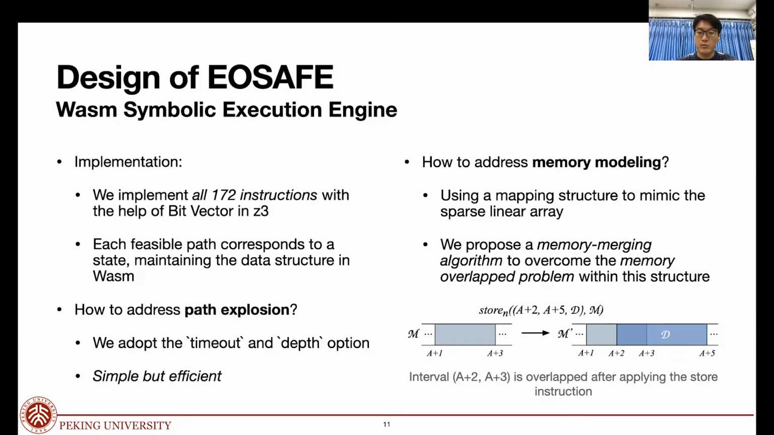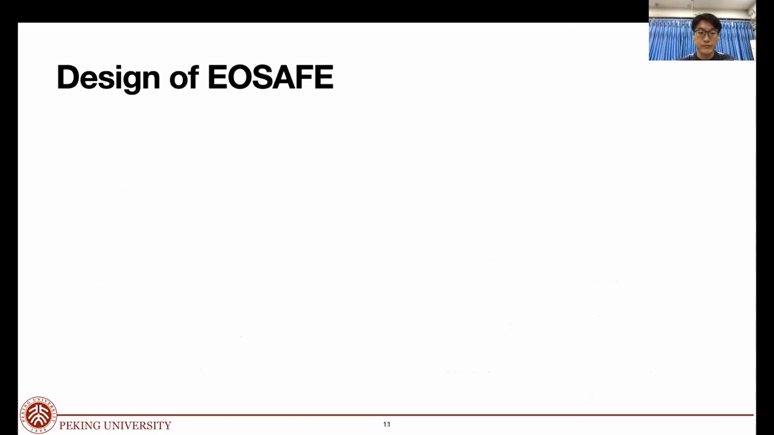Also, to address the memory modeling problem, we adopt a mapping structure to mimic the memory area to obtain a precise and efficient result. But this structure will import a memory overlap problem, as the figure shows. Thus, we also propose a formally verified memory merging algorithm to address this problem.